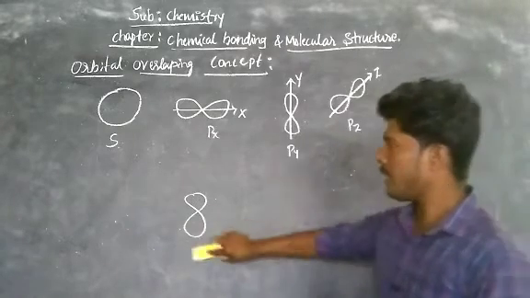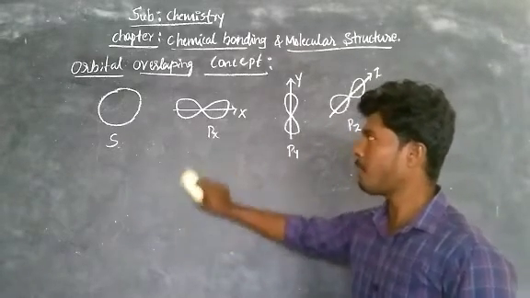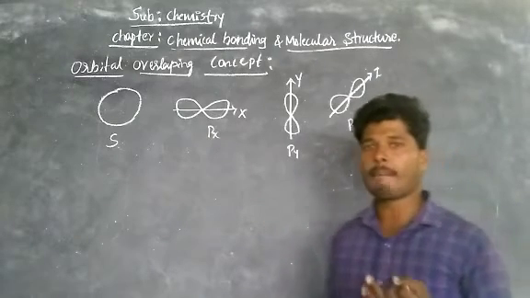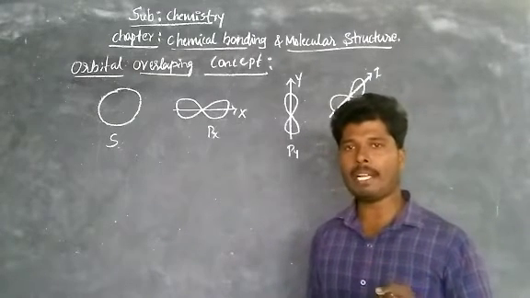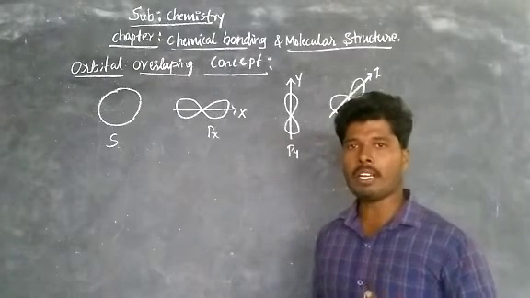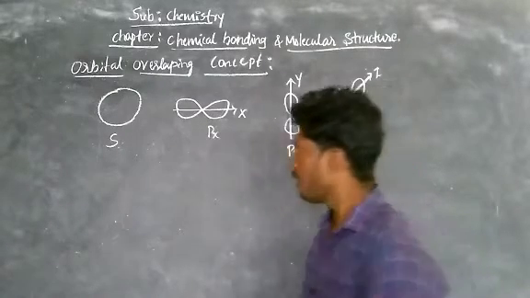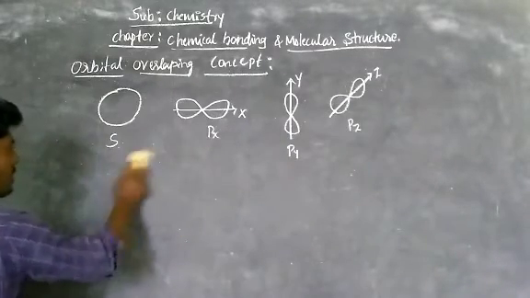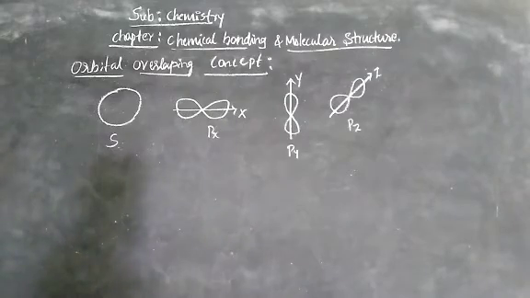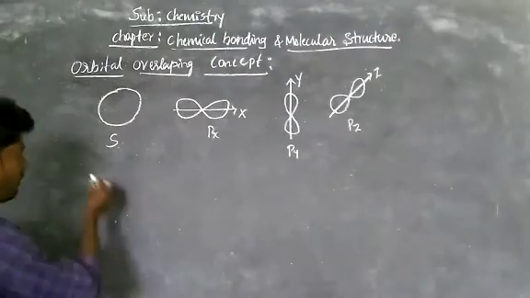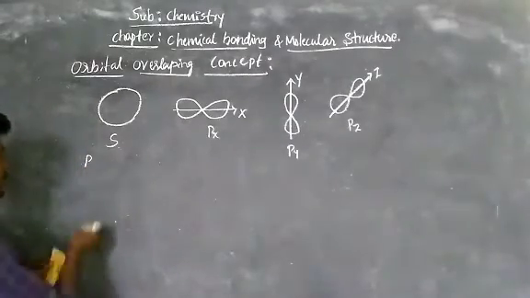Now these three p orbitals and the s orbital overlap in three ways, that is positive overlapping, positive negative overlapping, then neutral overlapping or negative overlapping. Now take the first one. The first case is positive overlapping.